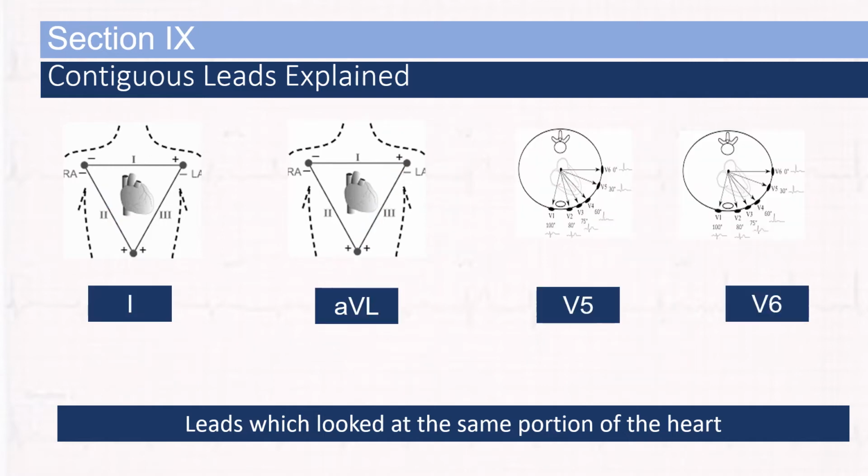Let's talk more about contiguous leads, and specifically leads 1, AVL, V5, and V6. It's all about where we perceive the camera to be. So in lead 1, the camera is perceived to be at the left side of the patient, looking over the shoulder towards the right arm. And it measures the electrical pathway from the right arm to the left arm, negative to positive. In AVL, the perceived camera is on the left side of the patient, looking in at the left side of the heart, the lateral wall of the heart.